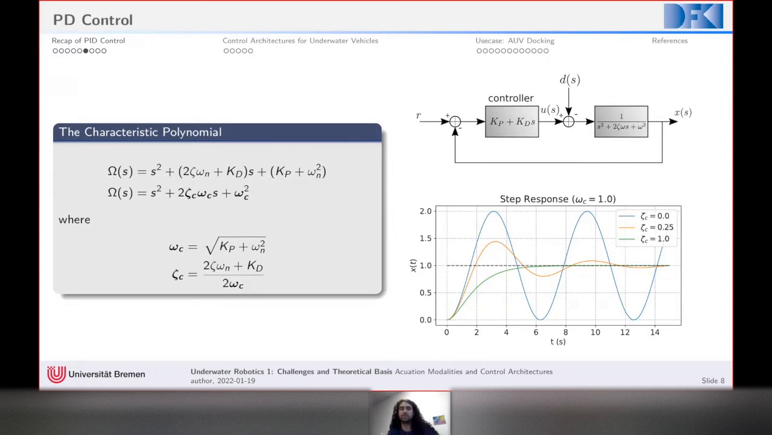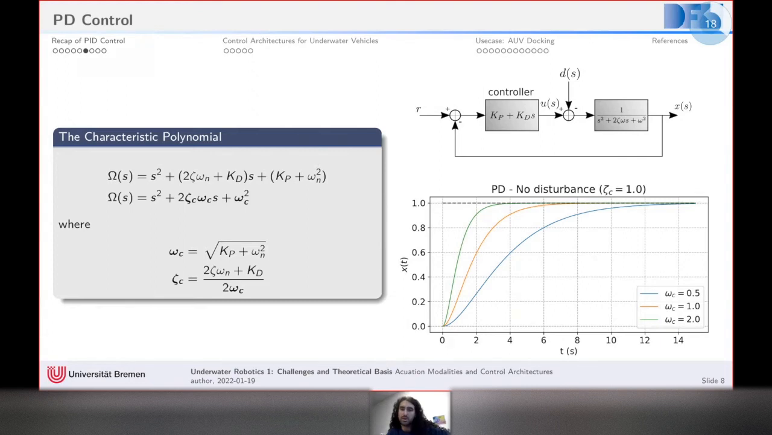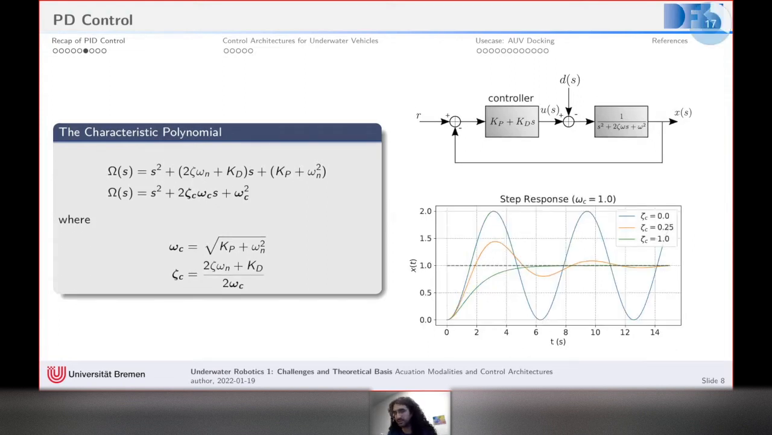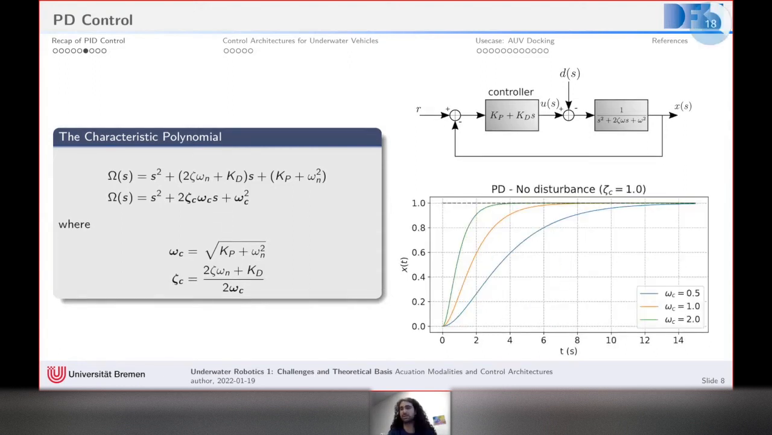All right, so let's now, sorry, we are still here without disturbance. Here's the value if I just vary the natural frequency. Here I was fixing the frequency and varying the damping. And here I'm fixing the damping and I'm varying the frequency.